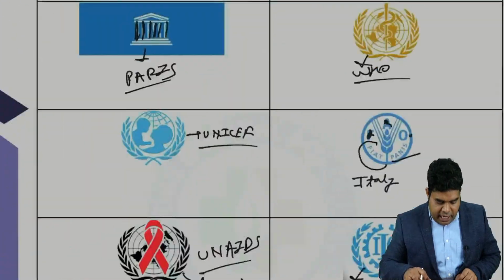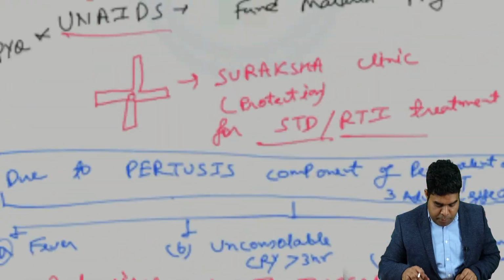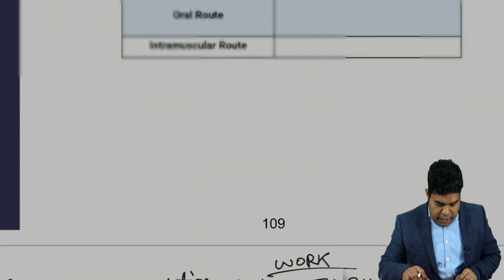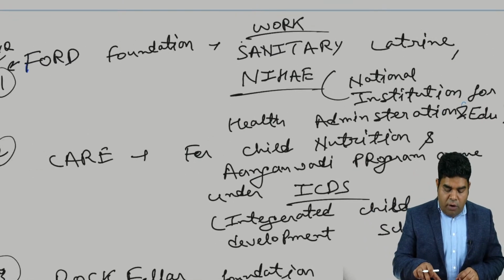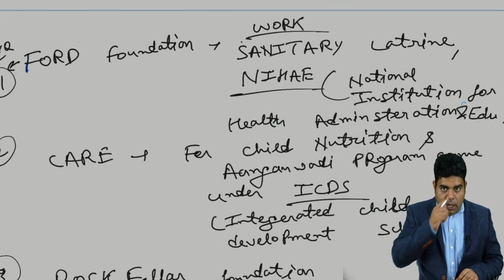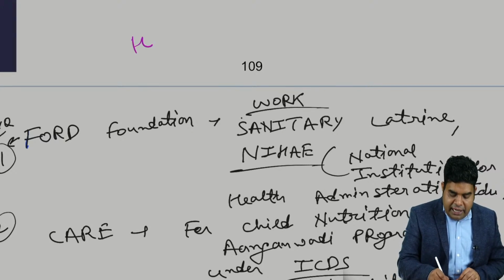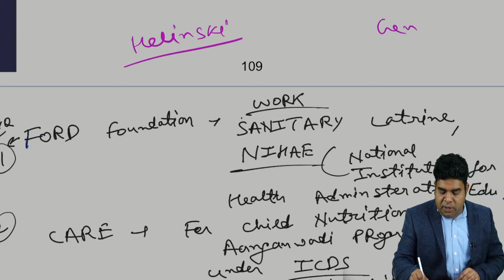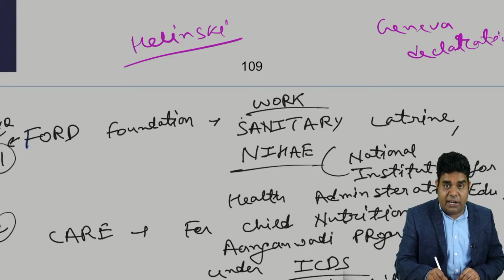One is international health, and others are entomology and occupational health. So in international health, first thing is they are asking the work of some of the organizations, and they can also ask about Helsinki Declaration, about Geneva Declaration. This was a question in INICET. What is Geneva Declaration? What is Helsinki Declaration?